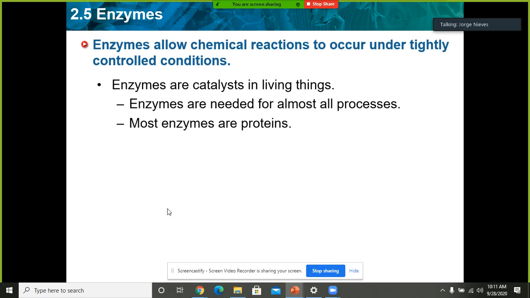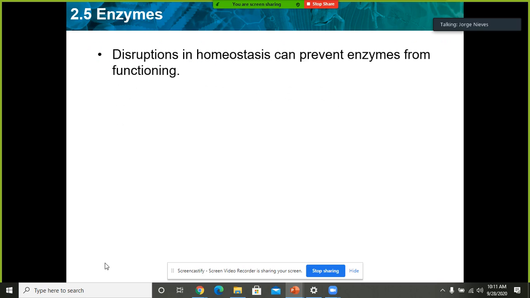Who can tell me where proteins come from? From what carbon-based molecule do proteins come from? ¿Verdad? ¿De qué aminoácidos, perdón, de qué carbon-based molecule vienen las proteínas? Okay, proteins come from amino acids. Okay, that's from lesson 2.3. Okay, vamos a continuar.